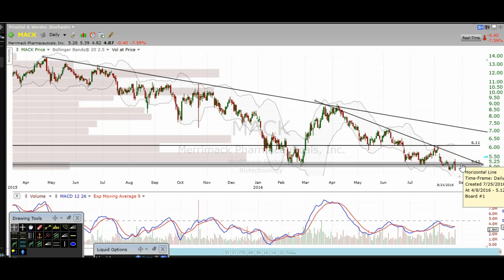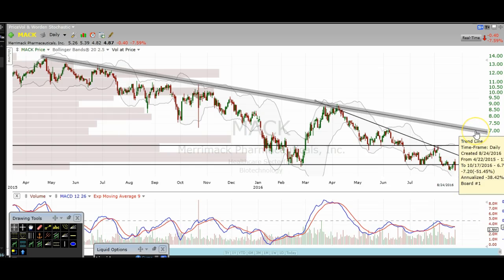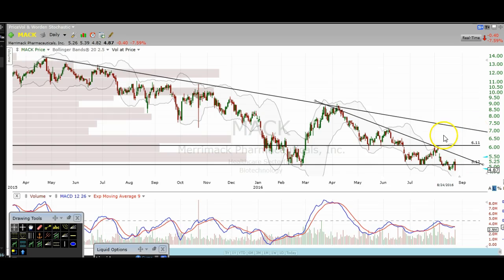If it somehow decides to break back up, then I'd be looking for it to break over this downtrend line, and then I think it'd be good for a long to hit that downtrend line up here. But until it does that, to me this is kind of a no touch. I don't really think it looks that great.